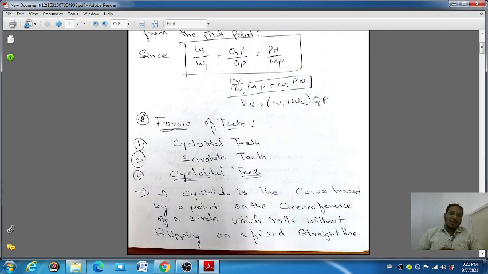Different forms of teeth: in the syllabus we have two types. One is cycloidal, and the second one is involute. What are cycloidal teeth? Cycloidal teeth have a curve traced by a point on the circumference of a circle which is rolled without slipping. Cycloidal teeth roll along the circumference, and here there is no sliding, because a fixed straight line is there.